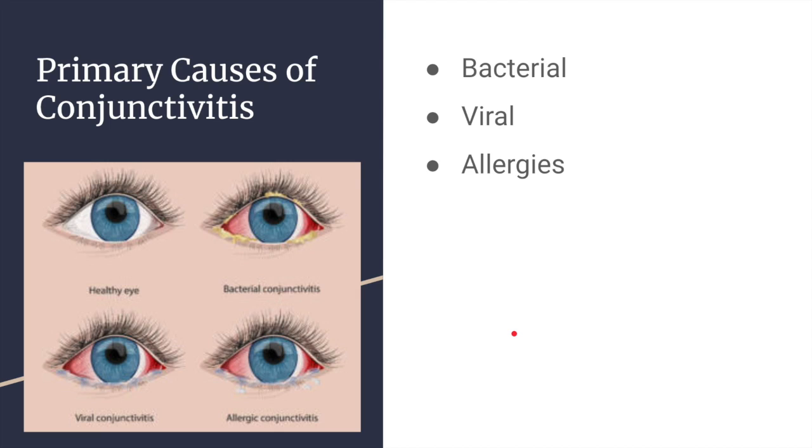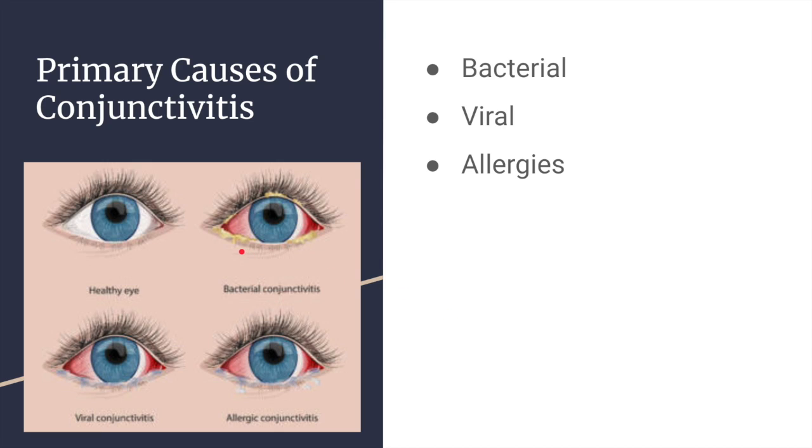Now, there are three main causes of conjunctivitis, as discussed before. That is a bacterial infection, a viral infection, and allergic reaction. The most prevalent and most contagious of all three of them is viral conjunctivitis. Bacterial is also contagious, and allergies are not contagious. They're just unique to you and the allergens that affect you as your person.